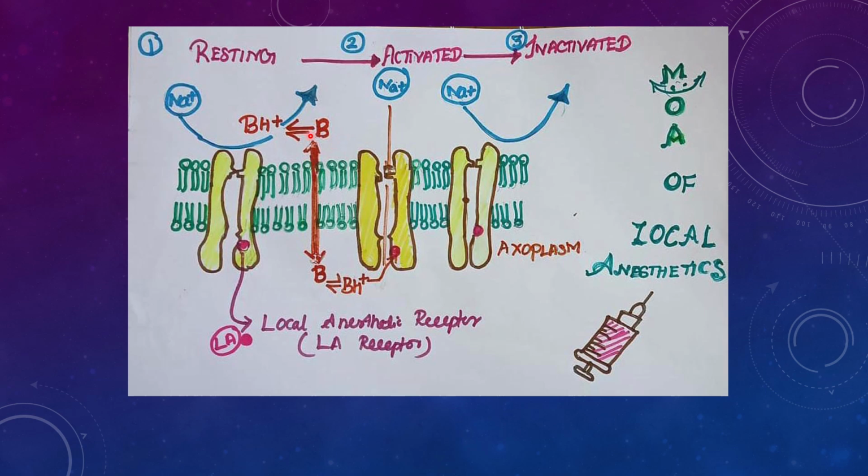B is nothing but the local anesthetic drug in unionized form. The unionized form has higher permeability, and it crosses the cell membrane easily. This is BH, which is the ionized form of the drug. So the unionized form crosses the membrane easily and converts into the ionized form. The ionized form of the drug is responsible for its action because it has higher affinity.